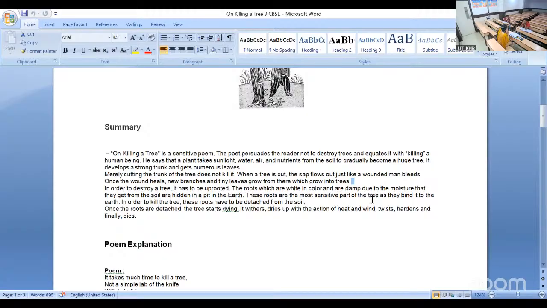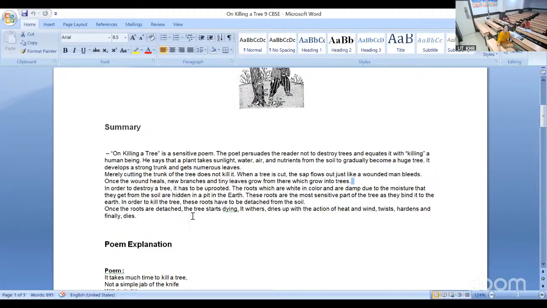So a tree stands like this. How come? Because the root is binding the tree to the soil. So sometimes you see when there is heavy rainfall, why do big trees fall? Because the soil becomes loose and the root cannot hold the tree properly, and the tree falls. It detaches from the soil.